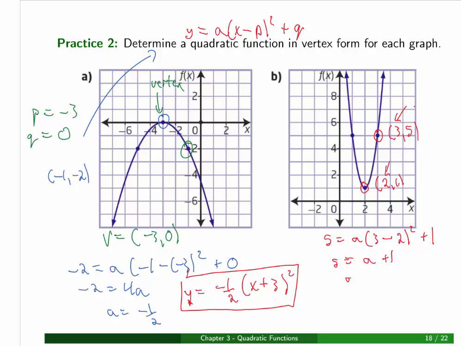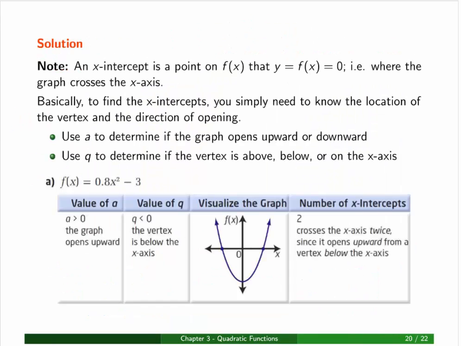So here a is equal to 4, which makes sense because it's narrow and it's open up. Therefore, your graph is y equals 4 times x minus 2 all squared plus 1. Just like that. Okay? Now, let's move on to the very last question.